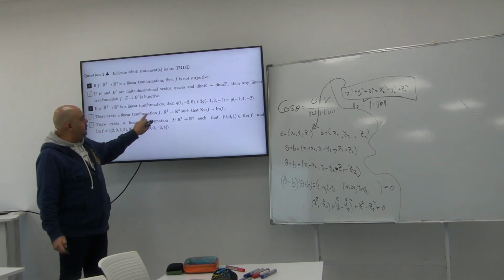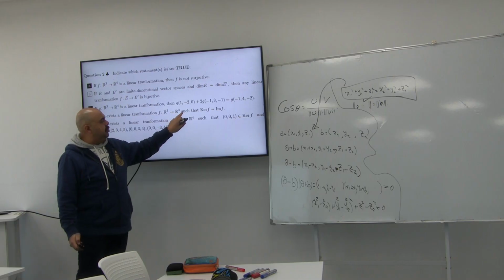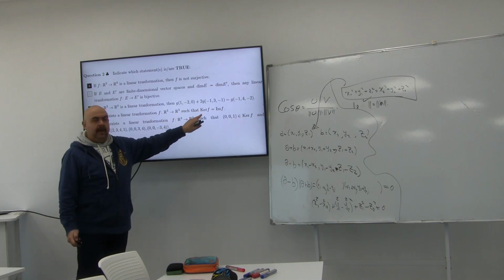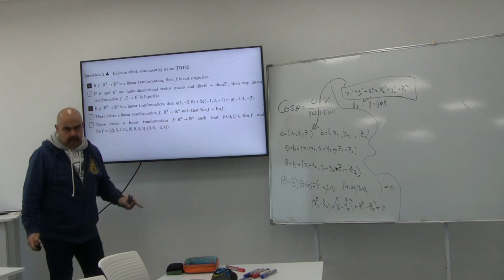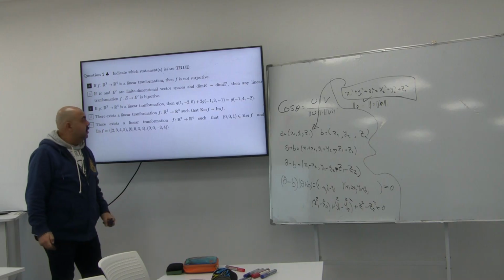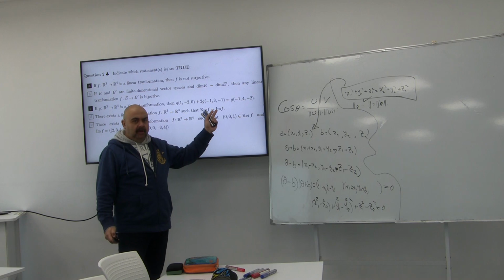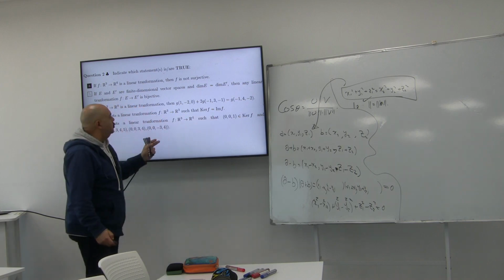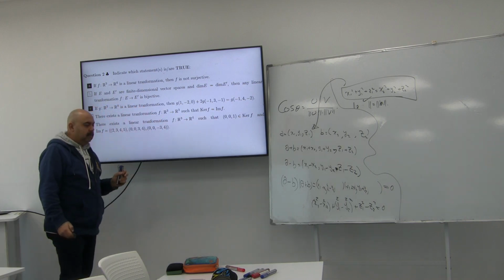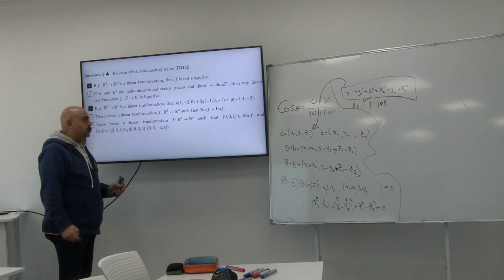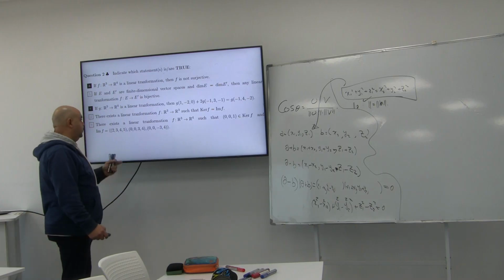There exists a linear transformation R3 into R3 such that the kernel of F equals the image of F. This is impossible. We already talked about this previously. When you have the kernel of F equal to the image of F, this is going to be satisfied with the even dimension, because of the nullity theorem, not with the odd, and we will talk about it.